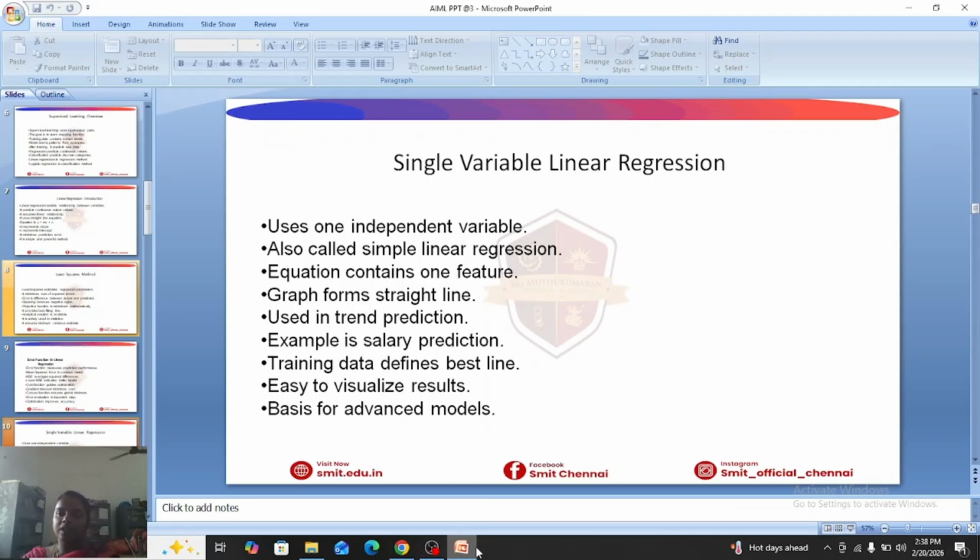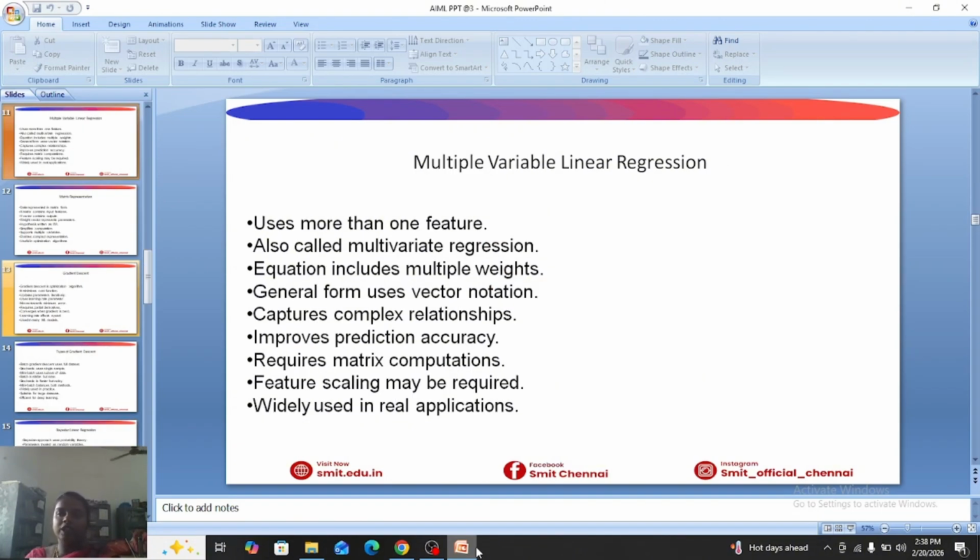Now moving to multiple variable linear regression. It is an extension of single variable regression, also called multiple linear regression. It is used when there are two or more independent variables, like features, used to predict one dependent variable. Instead of fitting a straight line, it fits a plane or hyperplane in higher dimensions.